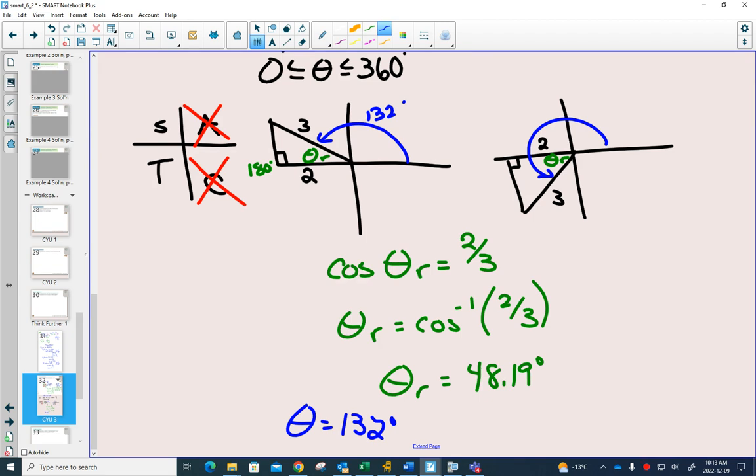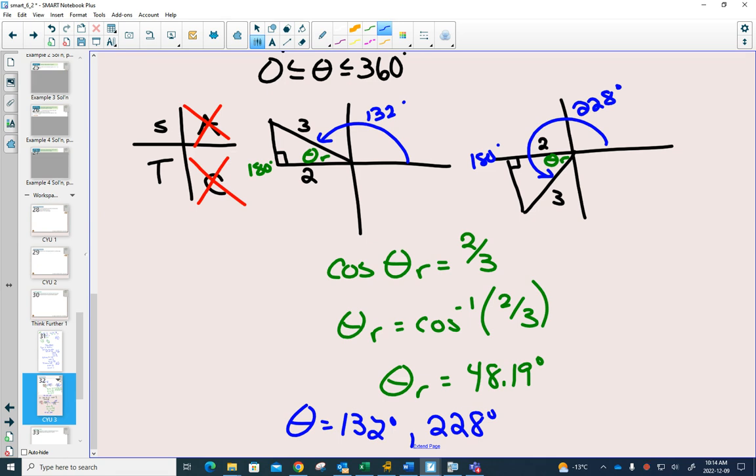Right? Because if it makes sense, you can do the same thinking for this one. How would I figure out this angle if I know this is 180 up to there? Does it make sense that you would do 180 plus your reference angle? Can you see that? So I go to my calculator, I do 180 plus 48, and this angle would be 228 degrees.